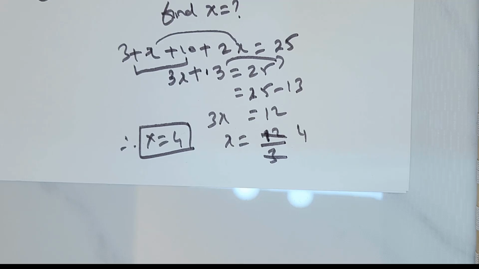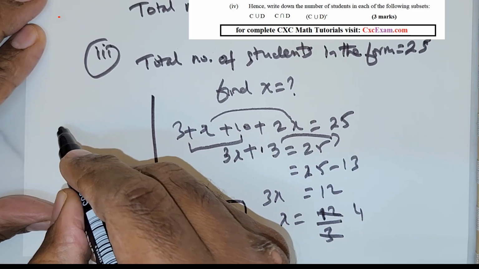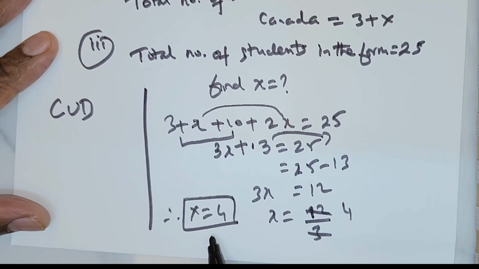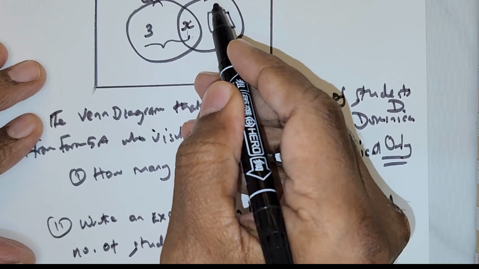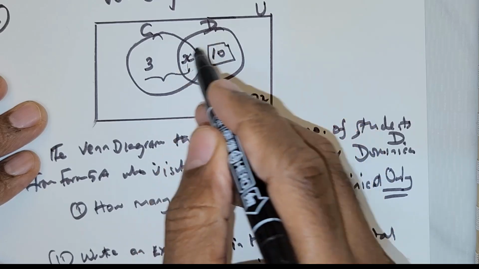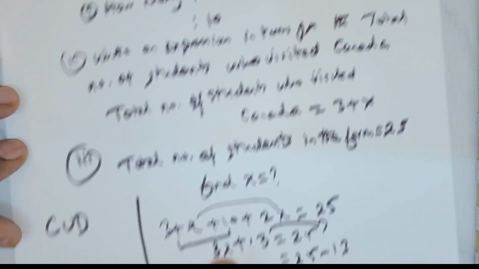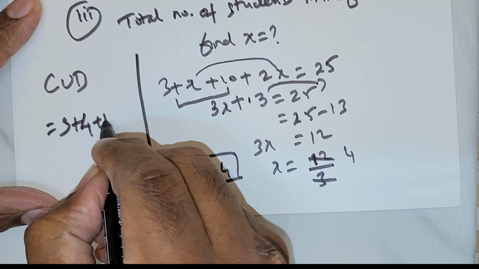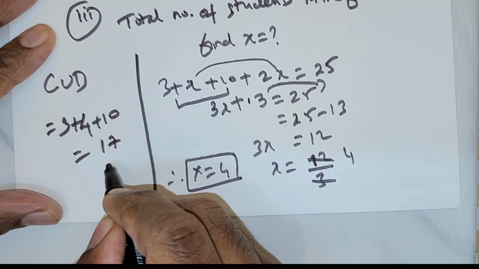Now we are also required to find, or I would say answer the following questions. Okay, so the first one is C union D. So what is the value of x? X is equal to 4. So C union D means total number of students who are present in their set as well as in the intersection. So x is equal to 4. That means C union D is going to be 3 added with 4 added with 10, which is going to be 17 students.